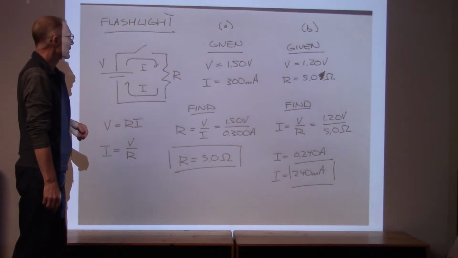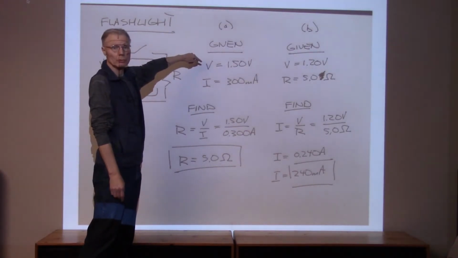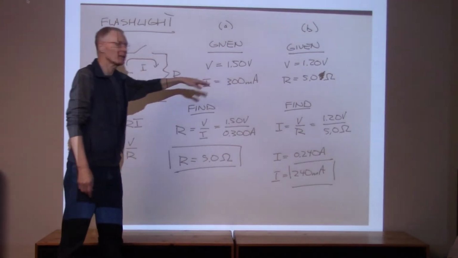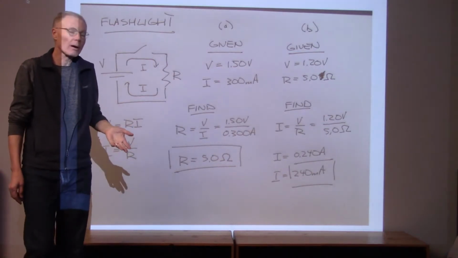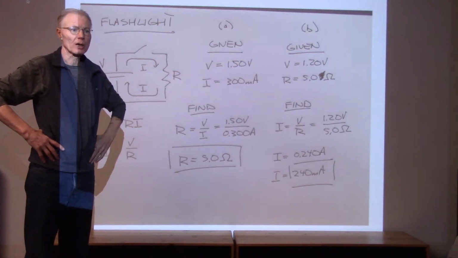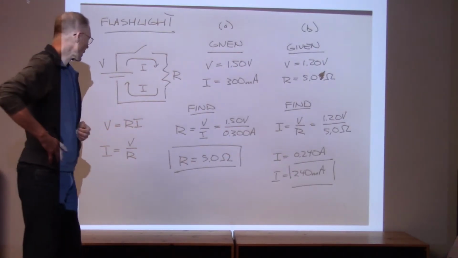And so let's look at the given information. In part A, they said we have a battery of 1.5 volts, and the current is at 0.3 amps. Now that's getting written as 300 milliamps, and that's pretty common. In electrical work, we make good use of all the prefixes. So make sure that you're learning the prefixes as you go along.